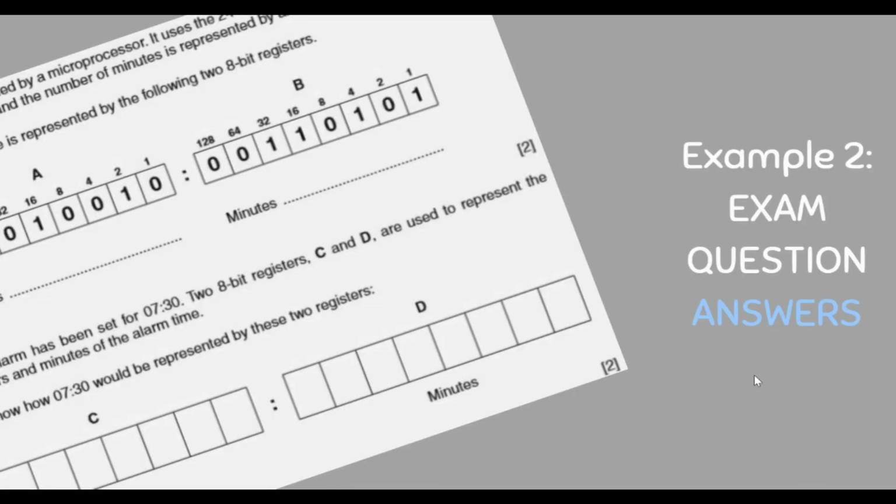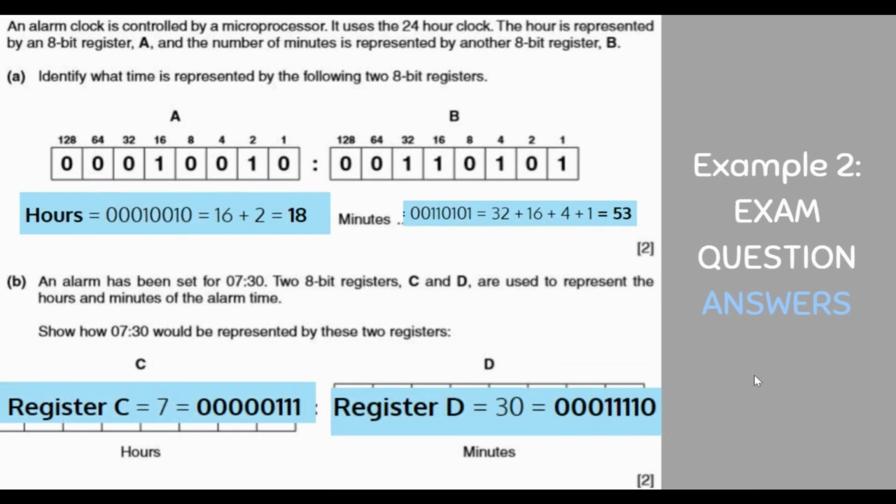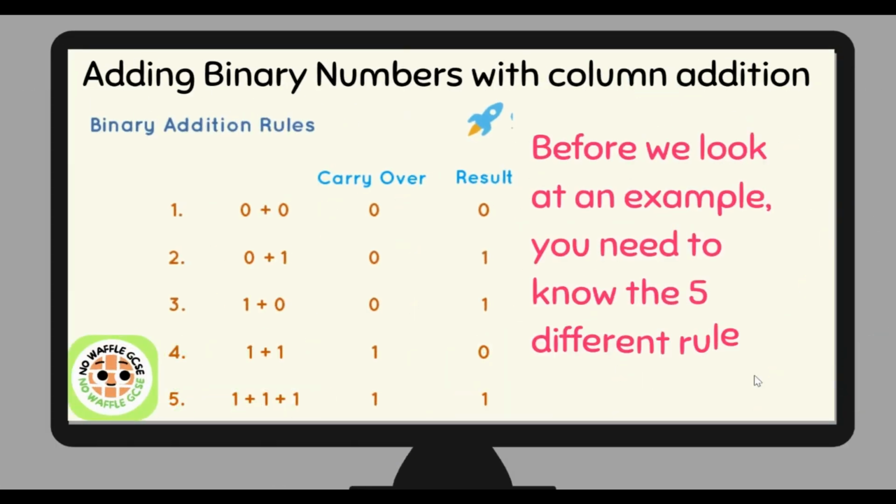Okay, let's look at the answers now. So, the hours is 18 and the minutes is 53, so it's 18:53 or 6:53. And to show 7:30, you would show register C showing the number 7 and register D showing the number 30 in binary values. Okay, now adding binary numbers with column addition.